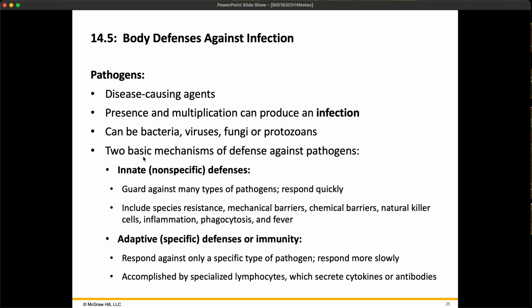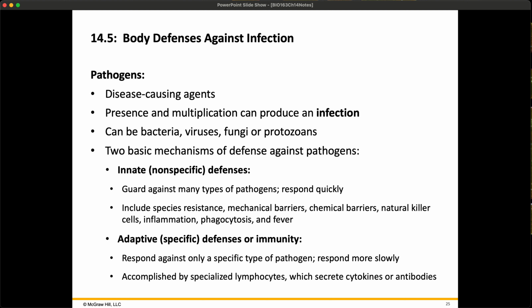The two basic mechanisms are the innate and the adaptive defense, or innate and adaptive, non-specific and specific immunity. Innate means that it's something that you're born with. This is something that is just innate to our species. So as humans, we can expect that everyone is going to have at least these basic characteristics to provide immune function. Some people will have more robust and less robust immune systems, but for the most part, we are all going to have these same things.